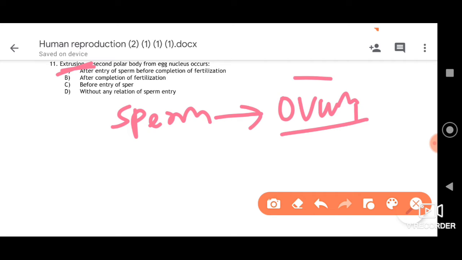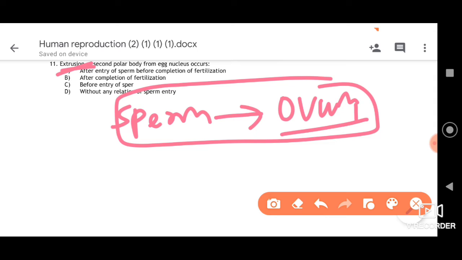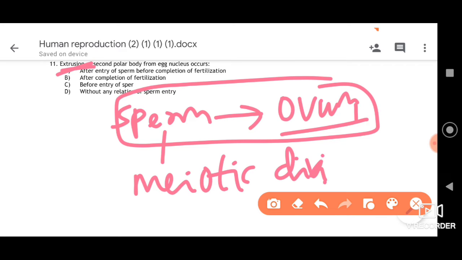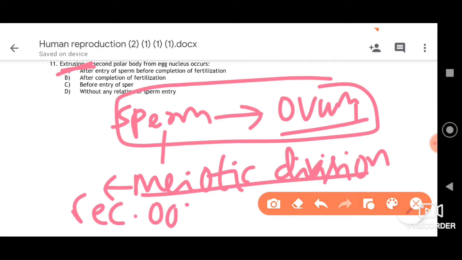dear friends, whenever the sperm is fused with the ovum and enters inside it, it induces the completion of meiotic division. This is the signal that meiotic division is completed, of the secondary oocyte, my friends. So extrusion of the second polar body from egg nucleus occurs after the entry of sperm and before completion of fertilization. So you have to go for option A, that will be your right answer.